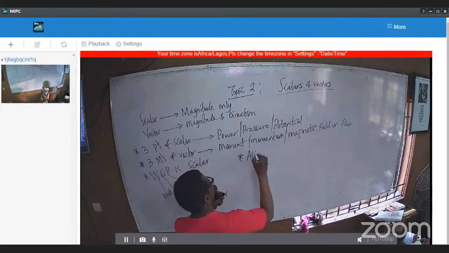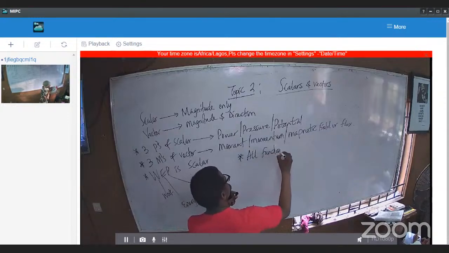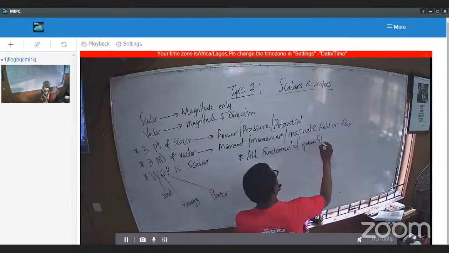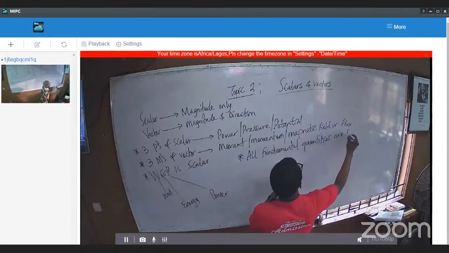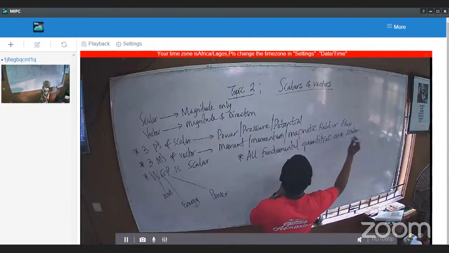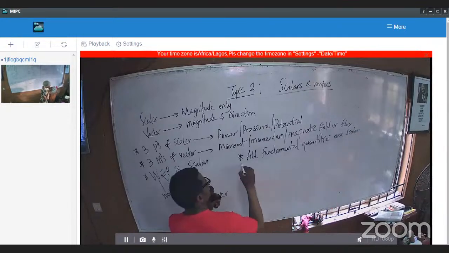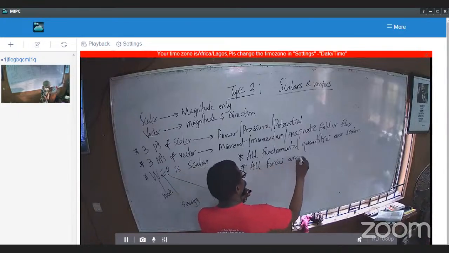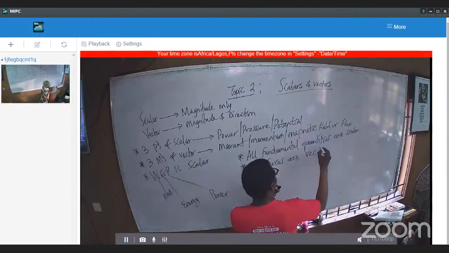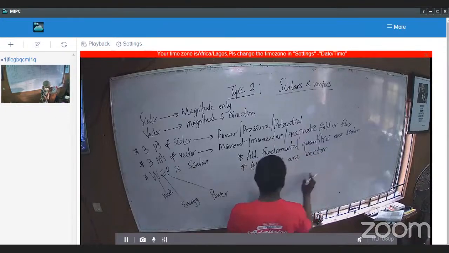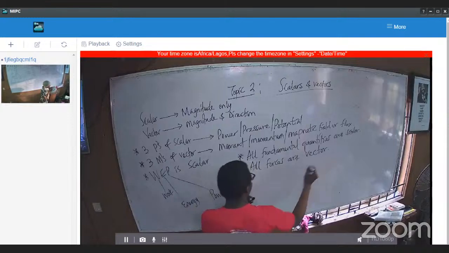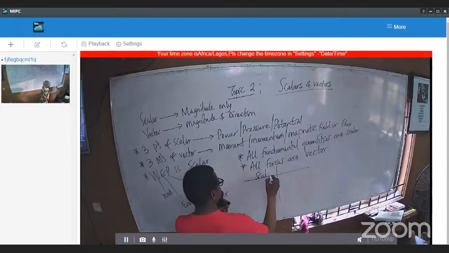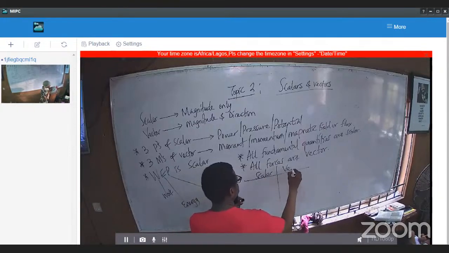Then another one, all fundamental quantities are scalar. Do you know the 7 fundamental quantities now? All of them are scalar. Number 9, all forces are vector. Do you know examples of forces now? Is tension a force? What of upthrust? Once you are a force, you are a vector. And then there are some cousins, one is scalar, one is vector. Cousins.